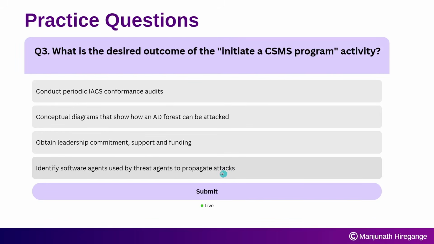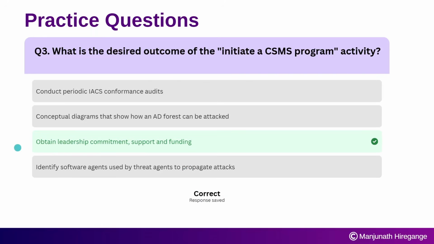So I'll take a pause. The right answer is: obtain the leadership support and funding. The reason is, the key word here is initiate a CSMS program, and the desired outcome of the initiate, right? There are various steps in a CSMS program, but here we are talking about initiate.